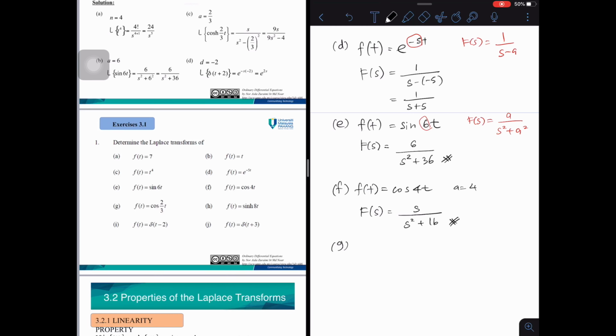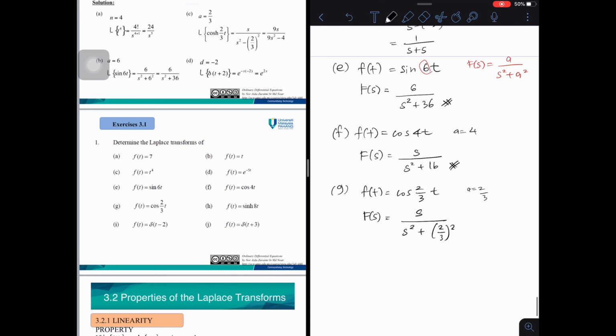Let's do exercise G, where you have f(t) equal to cos (2/3)t. Okay guys, so now your a is equal to 2 over 3. There is no problem. If the value of a is a fraction, just put it inside the formula. Therefore, you will have your F(s) equal to s over s squared plus (2/3) squared. So expand this fraction, you will have s over s squared plus 4 over 9. And you give them both the same denominator 9. Therefore, you will have s over (9s squared plus 4) over 9.